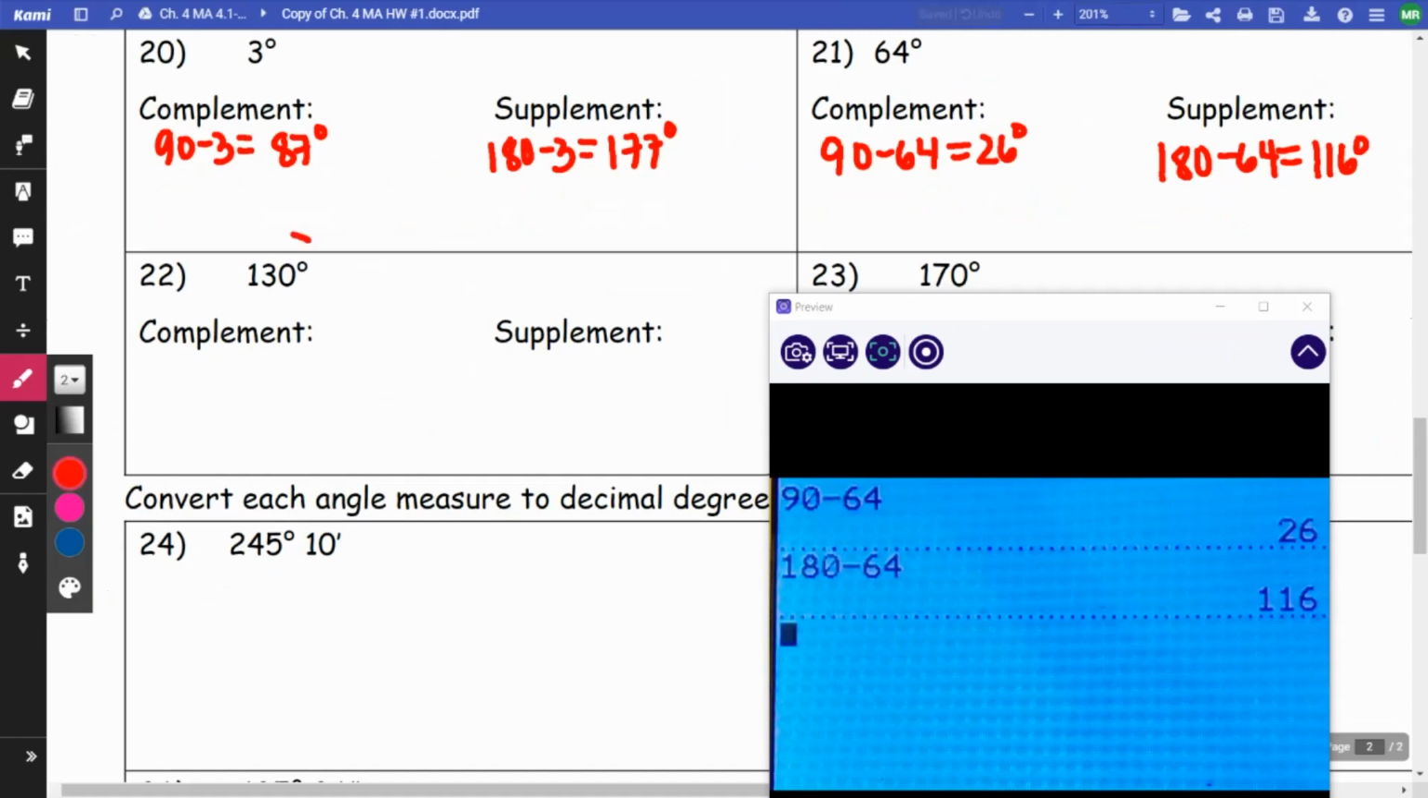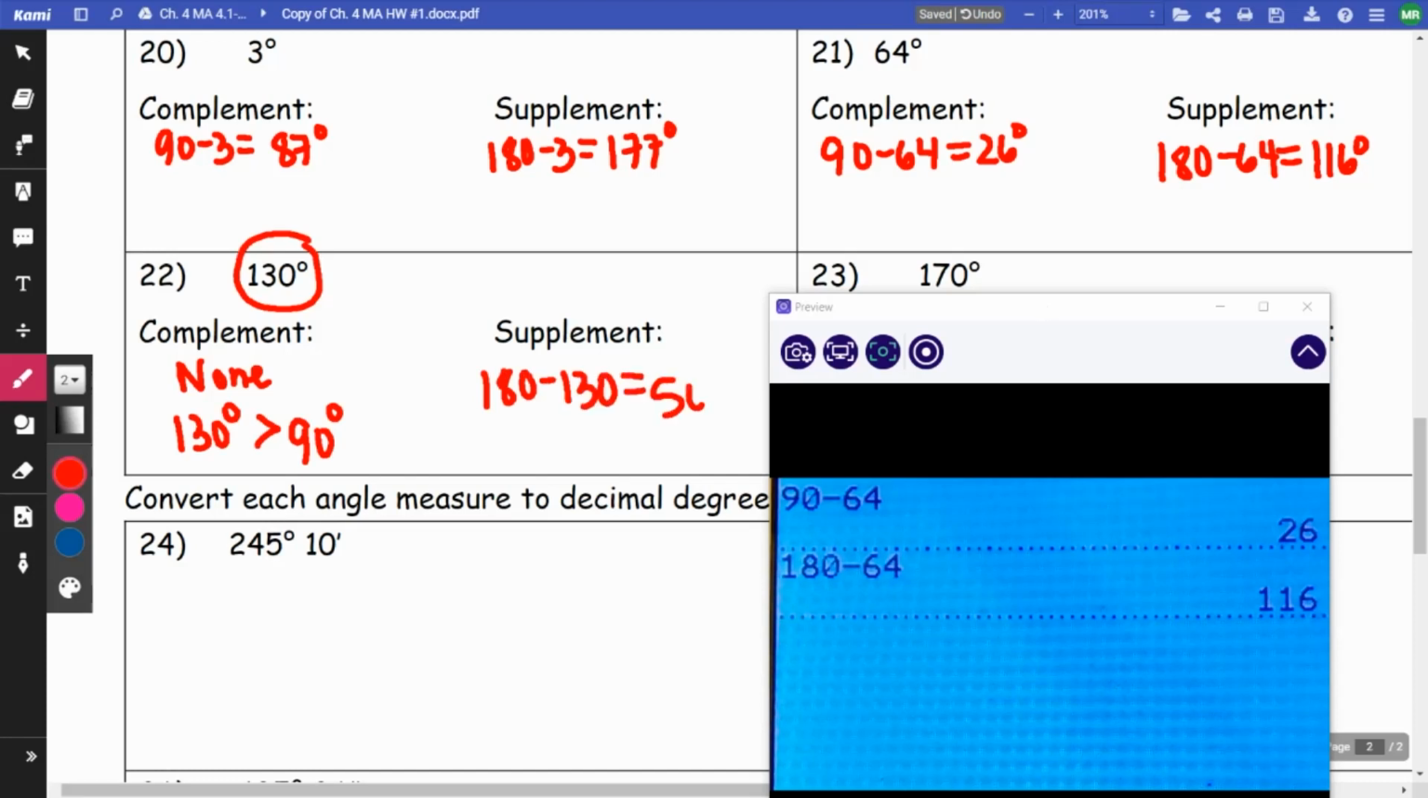For 130, 130 is more than 90, so none, because 130 is greater than 90 degrees. So you're not going to get one. Now my supplement is going to be 180 minus 130, which is going to be 50 degrees.